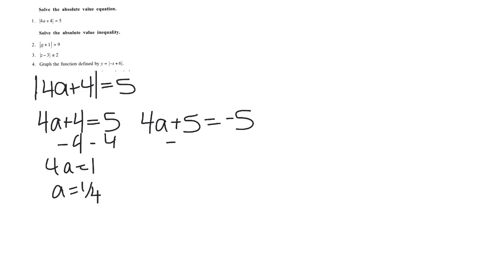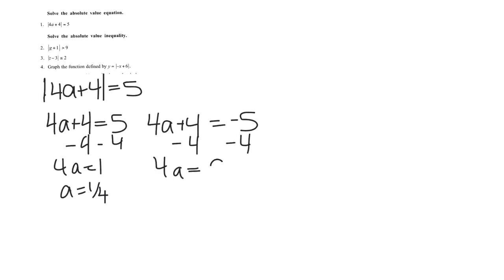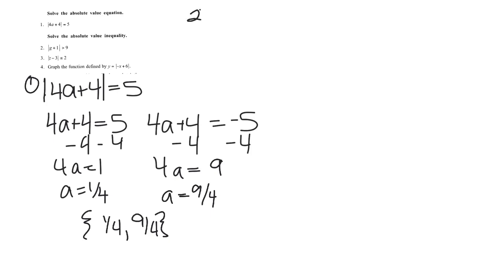And then, oops, I copied that wrong. It should be a 4. Minus 4. And 4a equals negative 9. So a is negative 9/4. And then we can write it in set notation, 1/4 and negative 9/4, with the curly braces, it means those are our two answers. So that's number 1. Number 2 is an absolute value inequality.